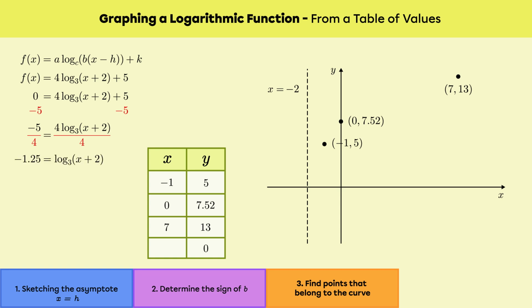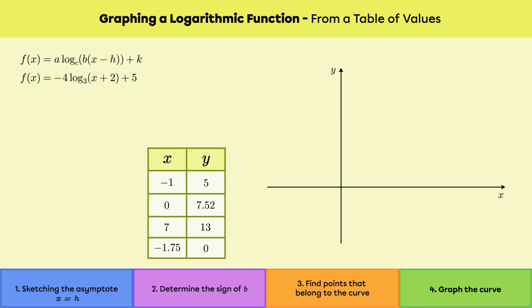Now, to find the x value, switch to exponential form. Here, negative 1.25 is the exponent that is applied to 3 to get x plus 2. Apply the exponent, which gives about 0.25. Isolate x by subtracting 2 from each side, which gives x equals about negative 1.75. We have a fourth point, (negative 1.75, 0), which is the 0 of the function.